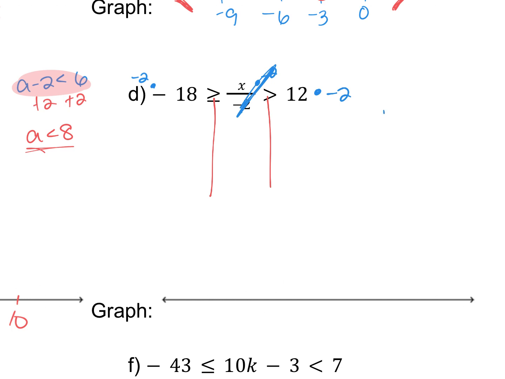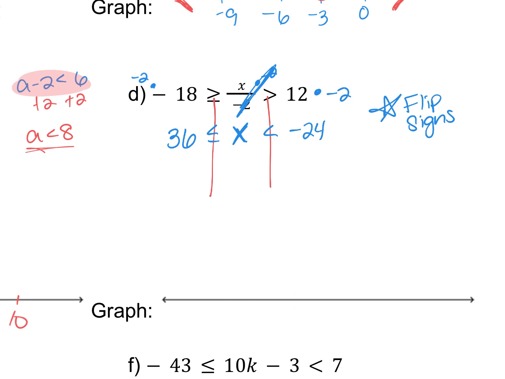Those cancel. Since we're multiplying by a negative, we must flip our signs, because anytime you multiply or divide by a negative, you have to flip it. So I'll just go ahead and flip it now. Okay, and those -2's canceled in the middle, so you're left with x. And then we can just do the multiplication. -2 times -18, that would end up being +36. And 12 times -2 is -24.